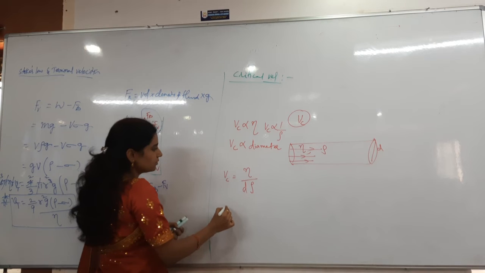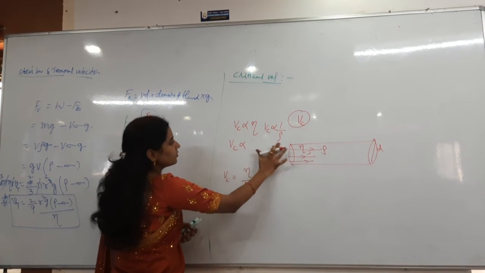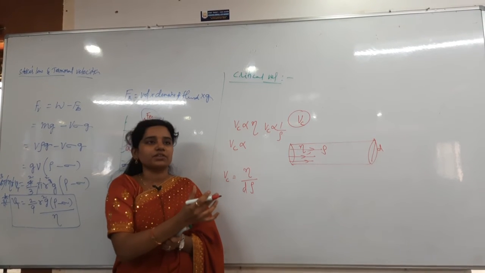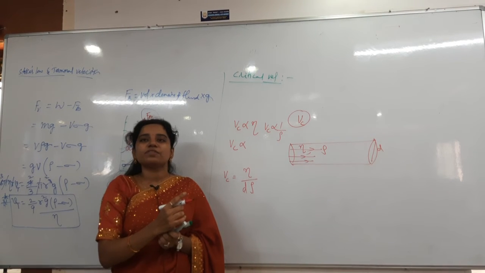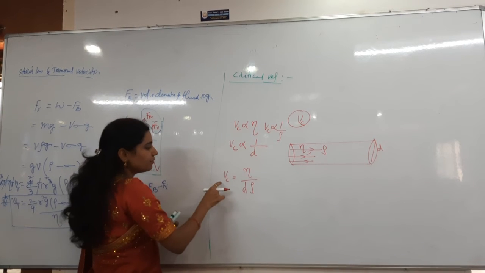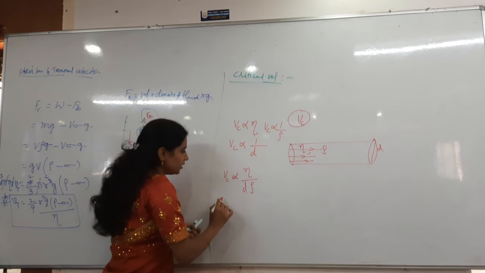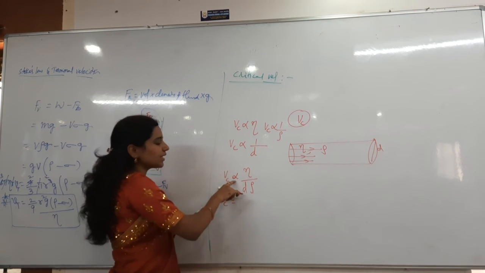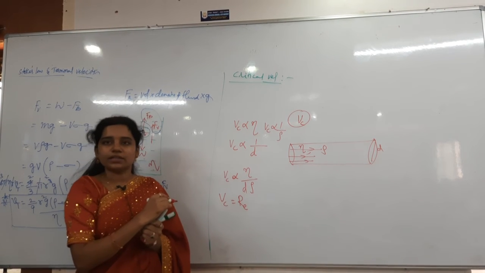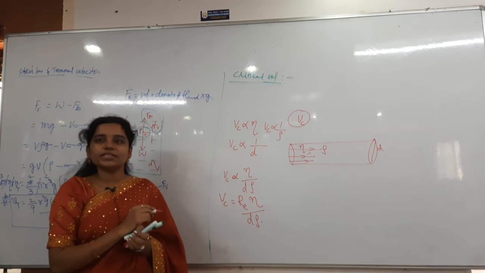So it is directly proportional to eta, and inversely proportional to the diameter. Whenever the area increases, obviously by Bernoulli's theorem, the equation of continuity, you know that. Area increases, then velocity will decrease. So velocity is inversely proportional to the diameter here. Now Vc is equal to eta by d into rho. Then this proportionality can be replaced by a constant known as the Reynolds number, Re. That is, Vc is equal to Re into eta divided by d into rho. That is the critical velocity.